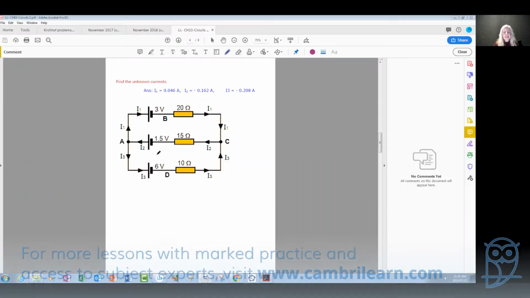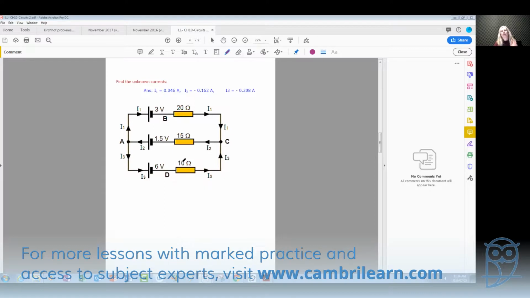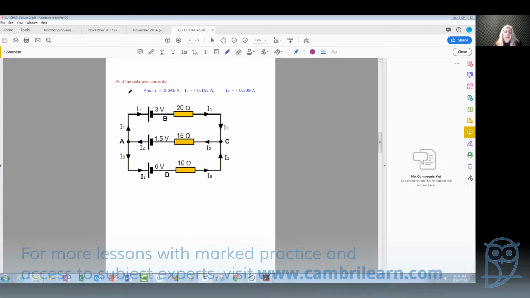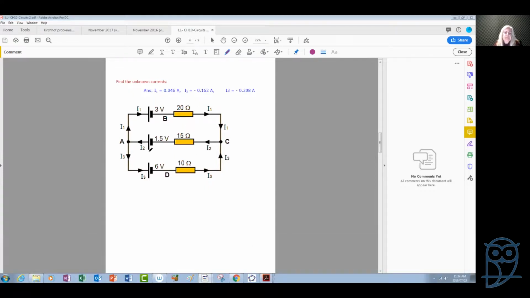Now this time, let us see a couple of problems where we have to apply Kirchhoff's rules. Here is one. They give us this circuit, and our task is to find the unknown currents.